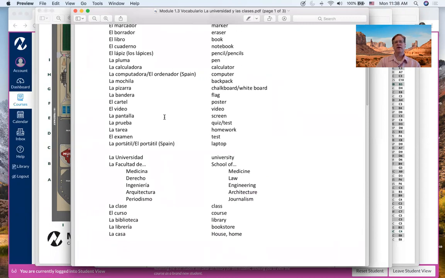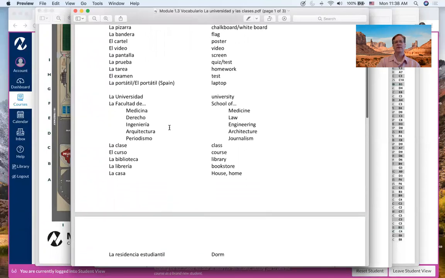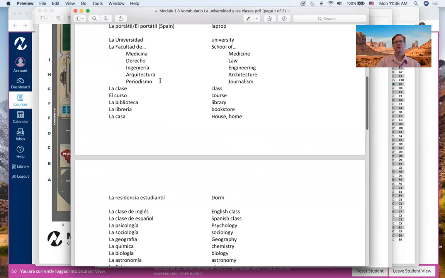Some items that you may carry, la mochila, or that you may have, el portátil, la portátil, la computadora, and the university. So notice that school of is called facultad. Facultad looks like the word faculty, which means teachers, but in fact it means something more akin to school of or department of. So for instance, chemistry isn't on here, but if we said química, if you were looking for the Department of Chemistry at SEC, you would ask for la Facultad de Química or el Departamento de Química.